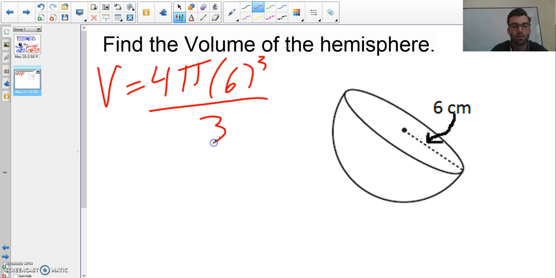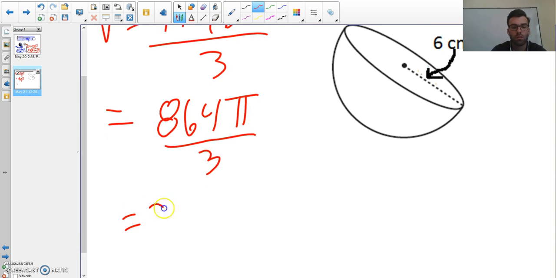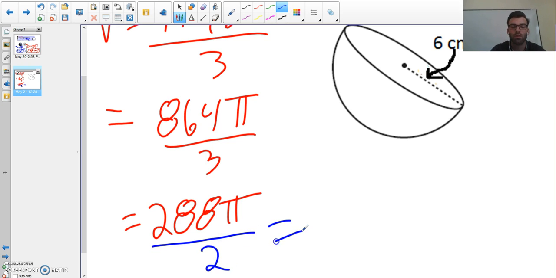Just like that. You end up getting, I believe that's 864 pi all over 3, which is 288 pi. So that would be our volume if we were calculating it for a sphere, but since we're calculating for a hemisphere, we divide it by 2 to get 144 pi centimeters cubed.